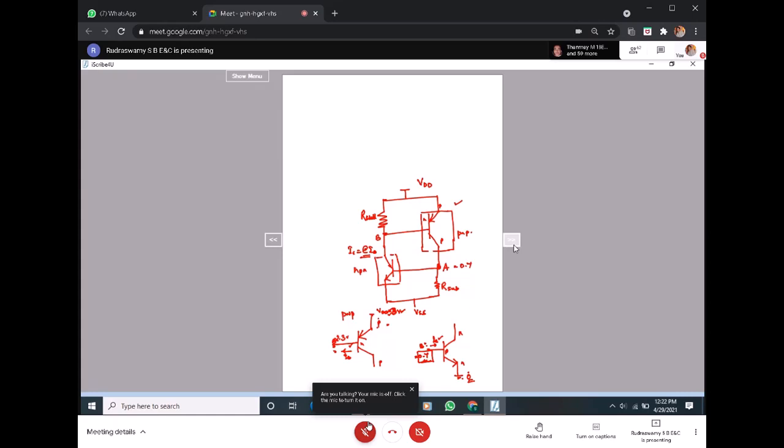Yes, this is another way of analyzing your PNP: what should be the base voltage if the emitter voltage is given? Why has this not been taught in your third semester?